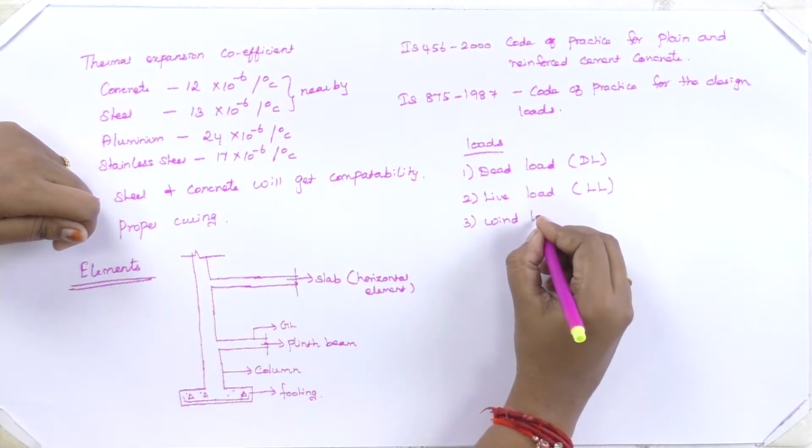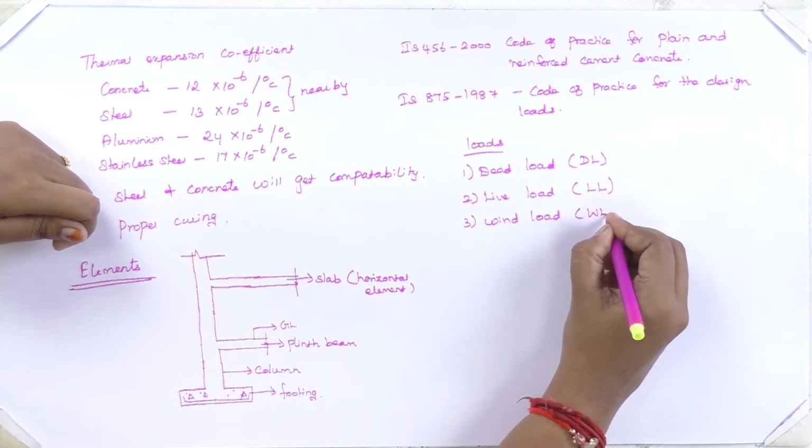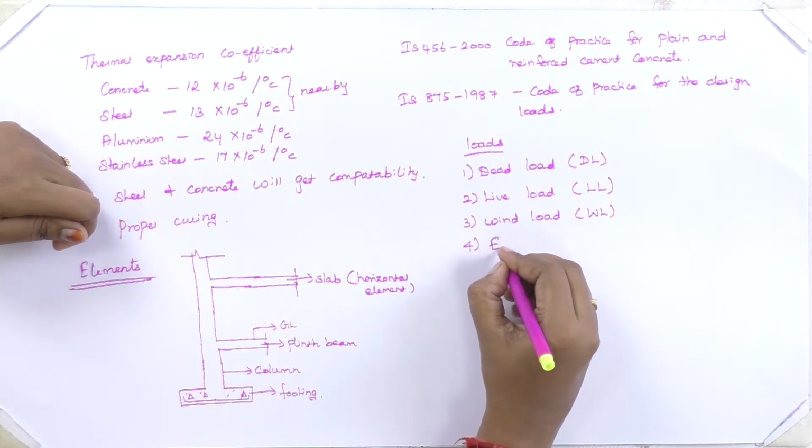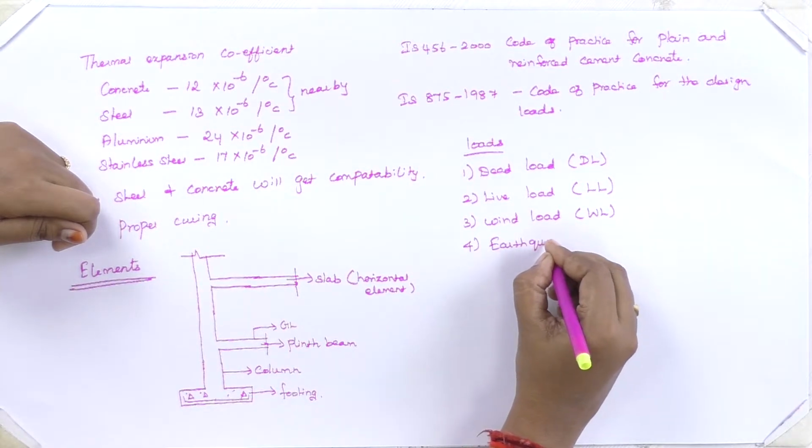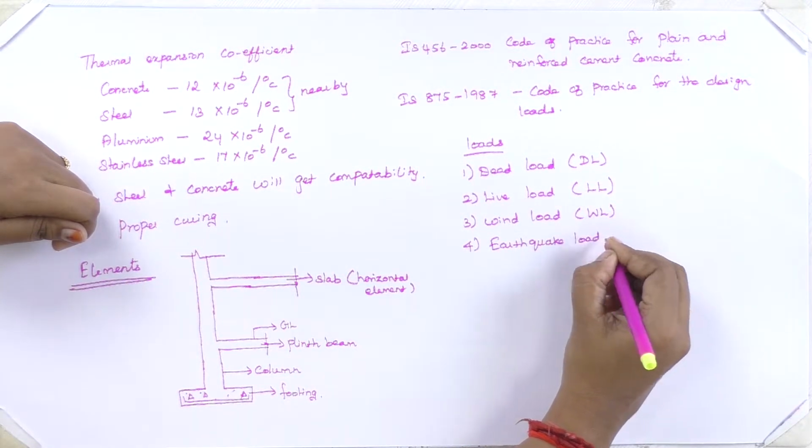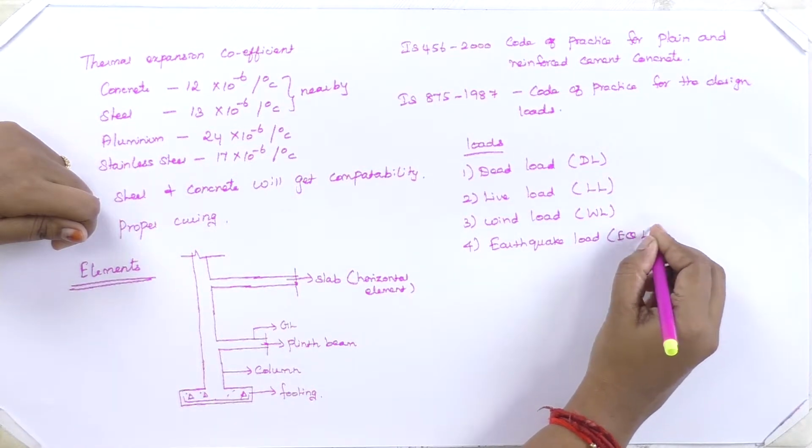Then wind load, WL. Fourth one, earthquake load, EQL. These are some of the main loads which are being acted upon our structure to make it stable, to retain the structure for a long period. Okay, let me have some questions from this, whether the loads are being acted individually or we have some combinations for acting of your loads.